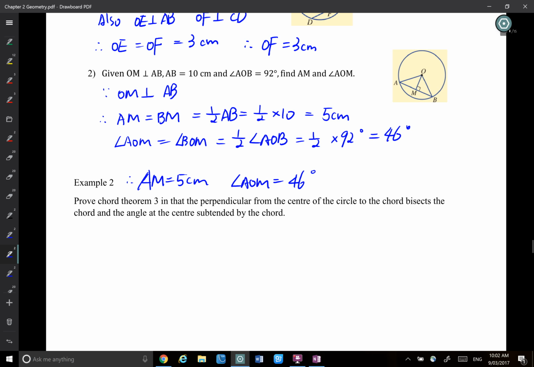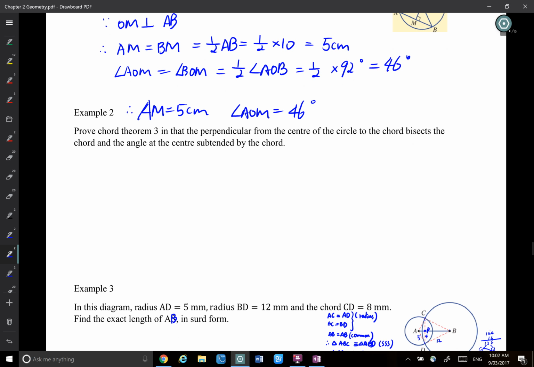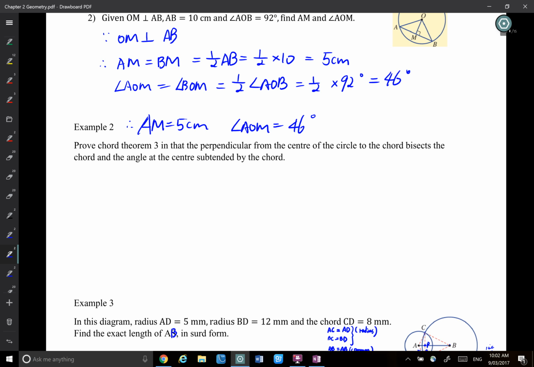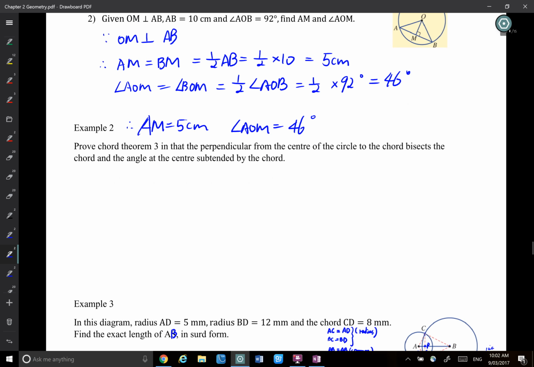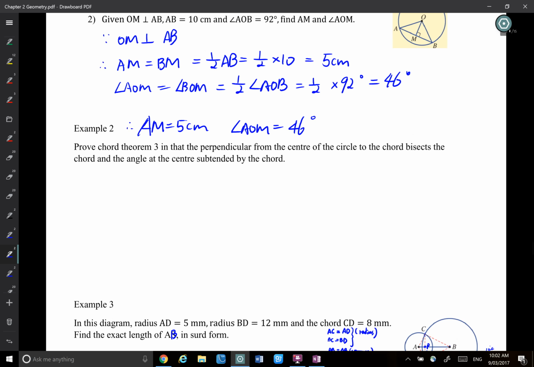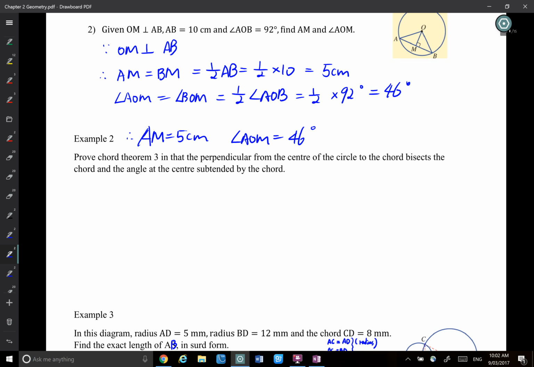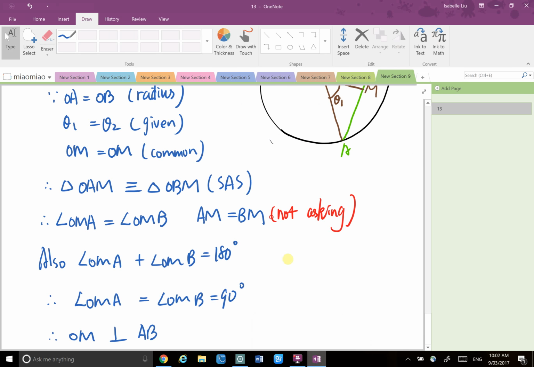Okay, so that's question number 2. Let's have a look at example number 2. Prove chord theorem 3, that a perpendicular from the center of the circle to the chord bisects the angle at the center subtended by the chord. That's theorem 3.1. I have proved that here already.